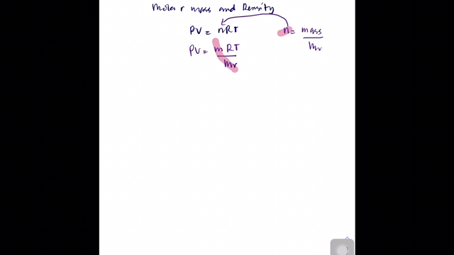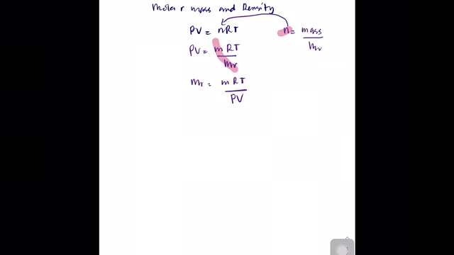So if we want to determine the molar mass of the gas, we make it the subject. So we will get the equation Mr is equal to mRT over PV. So this is if we want to determine the molar mass of the compound.